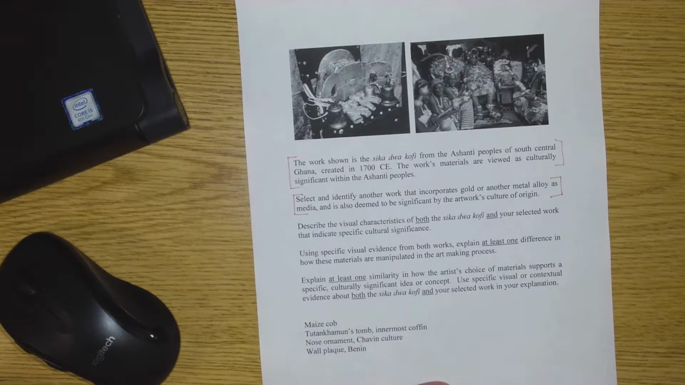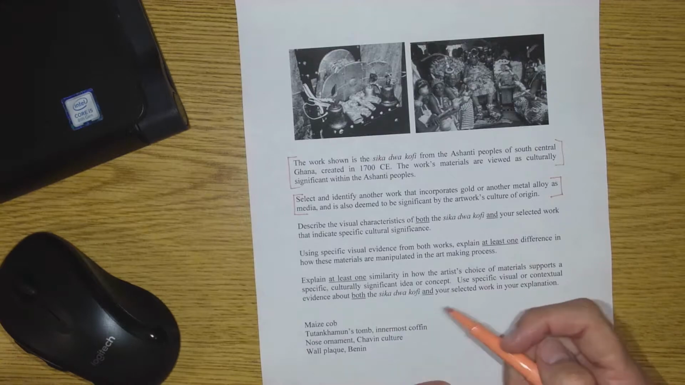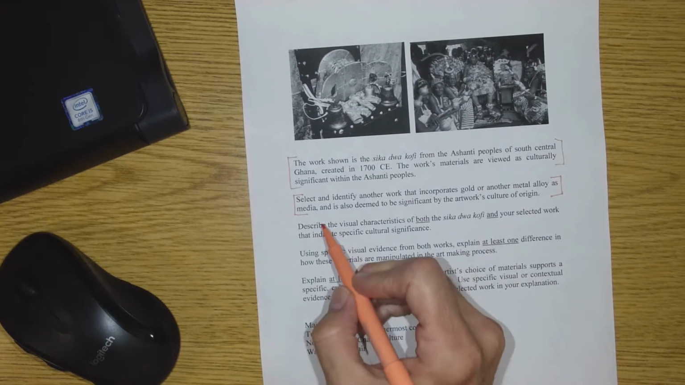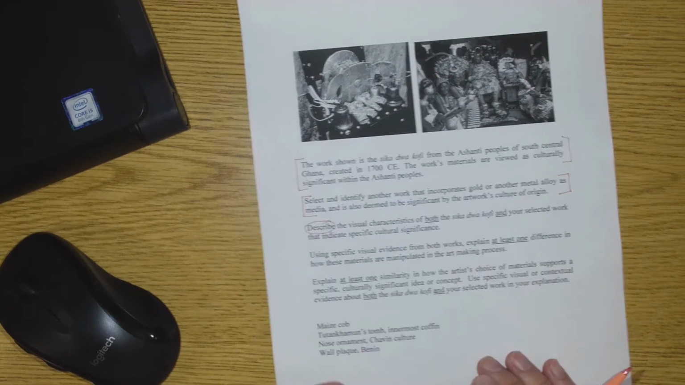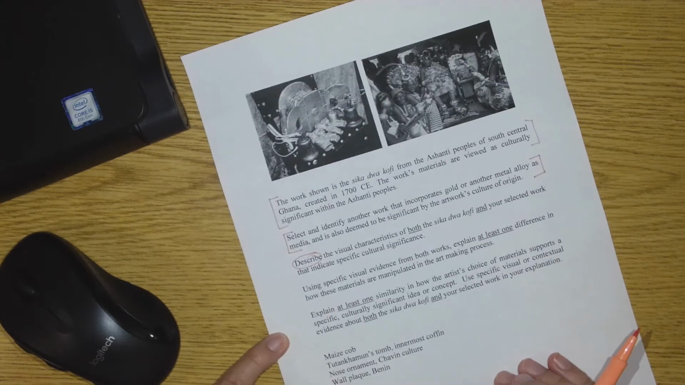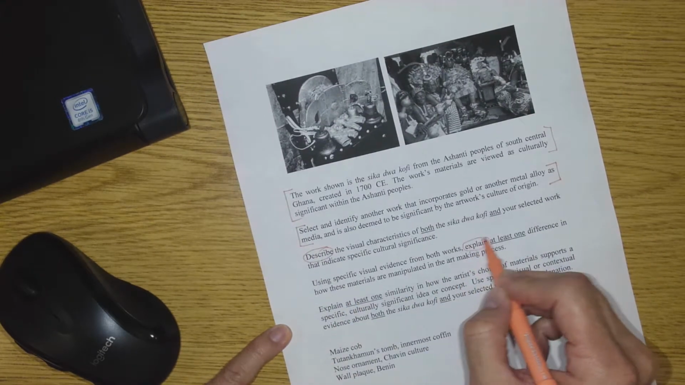It says describe the visual characteristics of both the Q1-1A and your selected work that indicates specific cultural significance. All right, so here we go with the action stuff, right? Circle, okay. Explain.